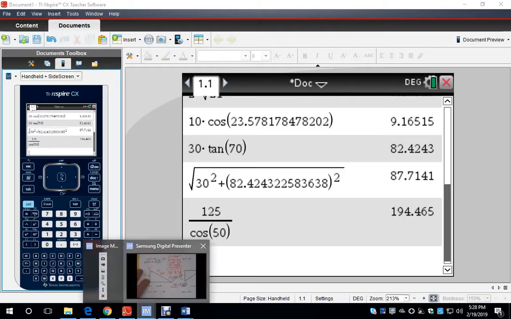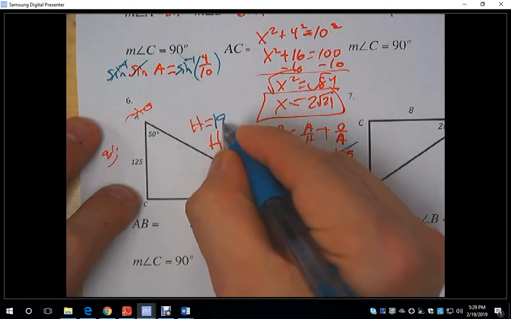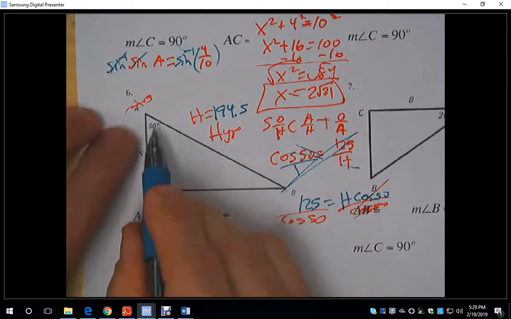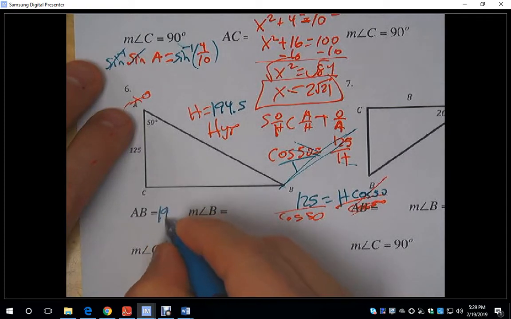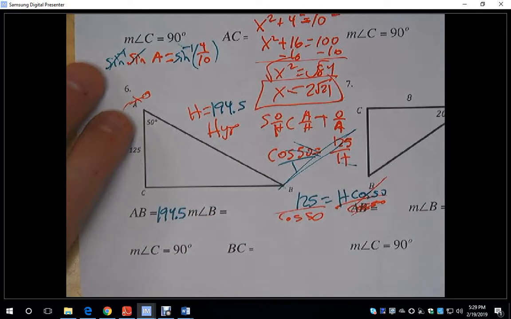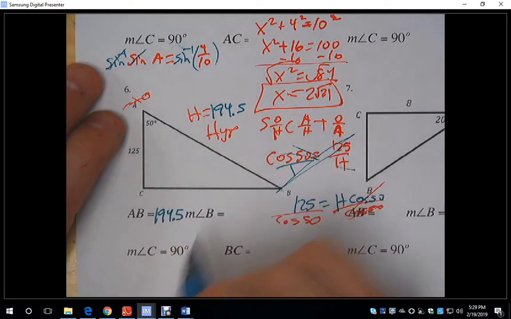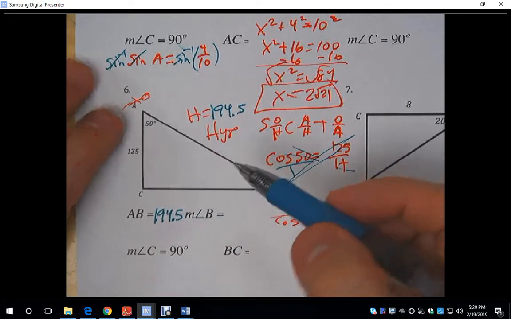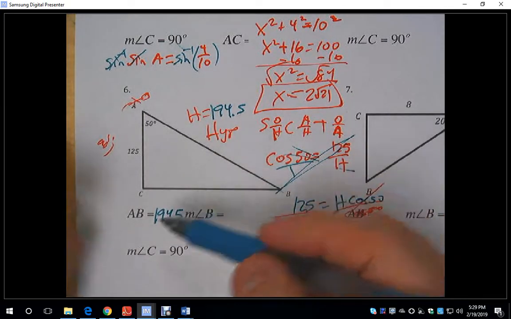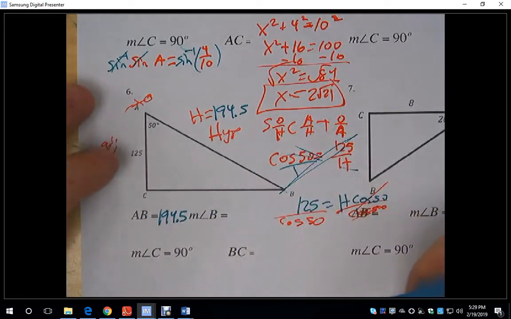194.5. That would be 194.5. So that distance here from A to B is 194.5. We're sort of limited on our choice on this one. We could have tried to figure out this side here instead, but we're limited on our choices of trigonometric ratios because we're not given a lot of information at this point.